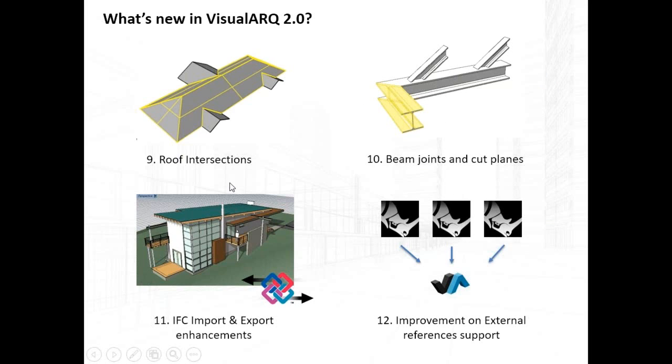More new features. We have added the option to calculate intersections between roofs, so there are more options to combine roof types with that were unavailable up to now. We have also added the option to calculate beam joints at ends, or calculate the cuts of beams at ends. So we can define a vertical or horizontal cut of beams.